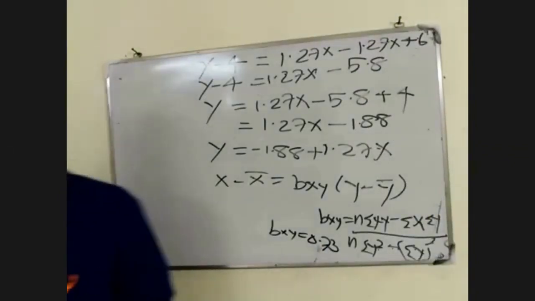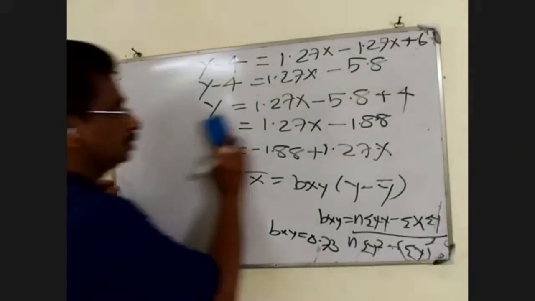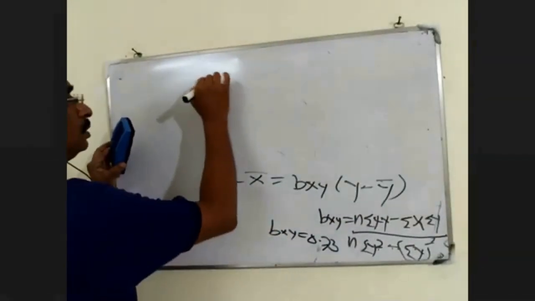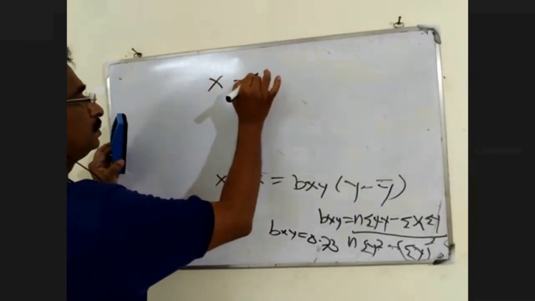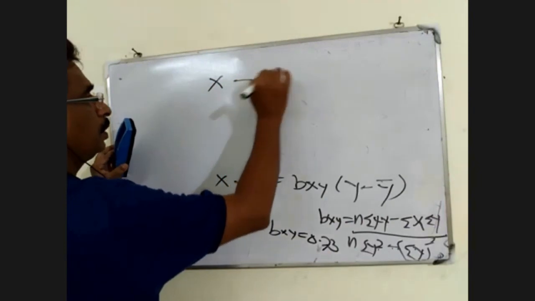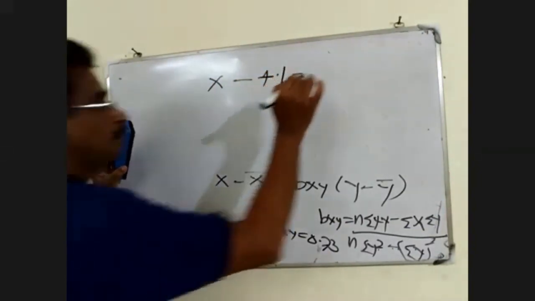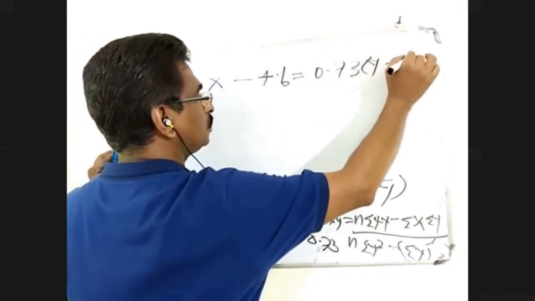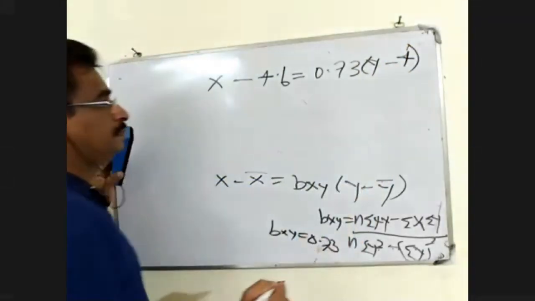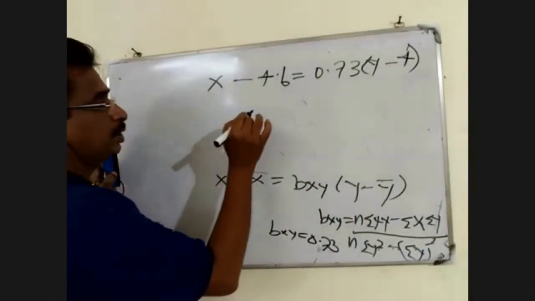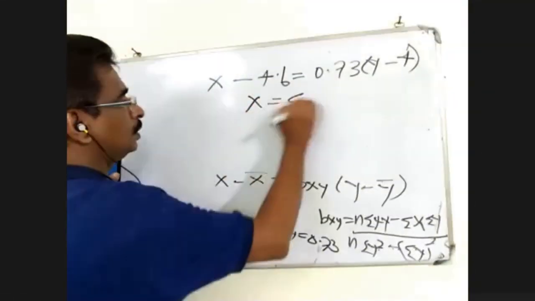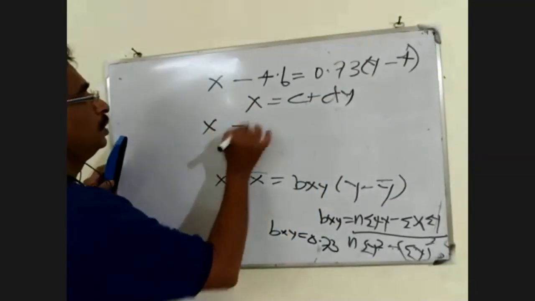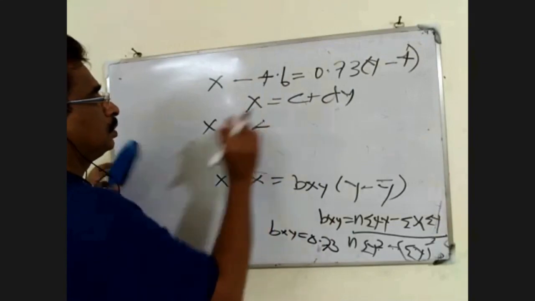Therefore, we are going to write the regression equation. X minus x bar. What is x bar? 4.6. X minus 4.6 is equal to 0.73 into y minus y bar, which is 4. Am I correct? Then simplifying, it is of the form x is equal to c plus dy. We are going to write in the form c plus dy. So x is equal to, this goes to the right hand side, so before that you have to multiply.